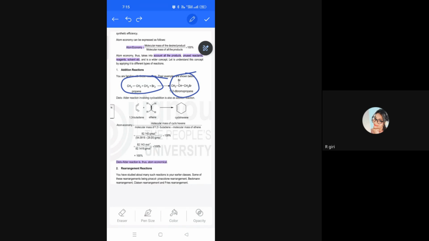Atom economy. Giri, can you understand? Yes, sir. Mass of product by mass of reactant into 100.